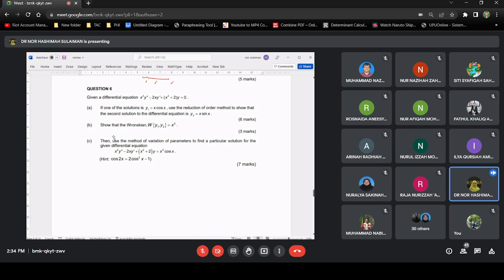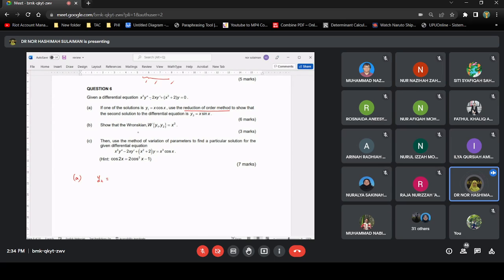Okay, now soalan dia, if one of the solution is given to be x cos x, use the reduction of order. Ni semalam kita dah discuss kan formula ni, reduction of order method, to show that the second solution is y2. The answer is already given to you. Total mark adalah 6 markah, maknanya banyak lah tu. The first thing first is that you must use the correct formula. Anyone still remember the formula of the reduction of order?